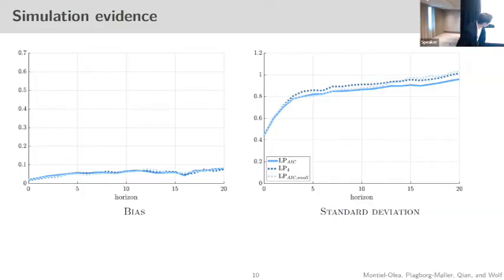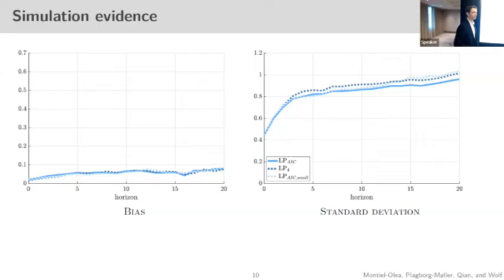What do you see? On the left, you have bias. On the right, you have standard deviation. On the x-axis, you have the impulse response horizon. And what you see, consistent with what I showed before, tends to be small bias, reasonably large standard deviation that increases with the horizon because you're re-estimating further and further out autocovariances.